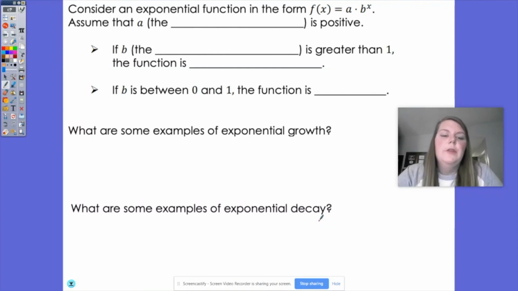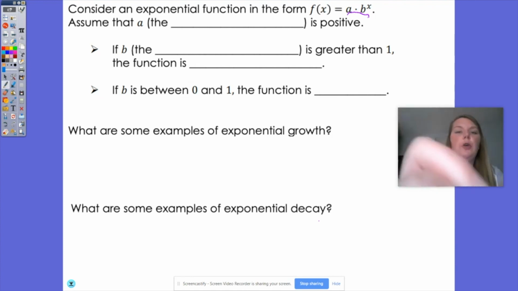All right, guys. So this section is probably the most applicable part of exponential functions. So we're going to talk about growth and decay rates. And so if we're talking about the form of exponential, a times b to the x, anytime we're talking about growth and decay, we have to start with something. So we have to start with an a value, and remember that's our y-intercept.